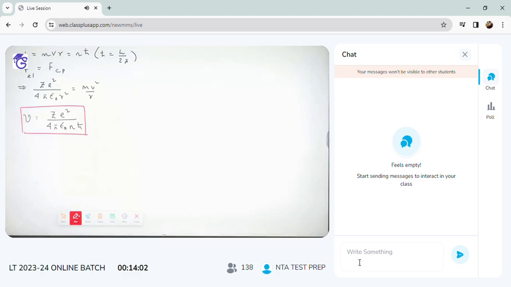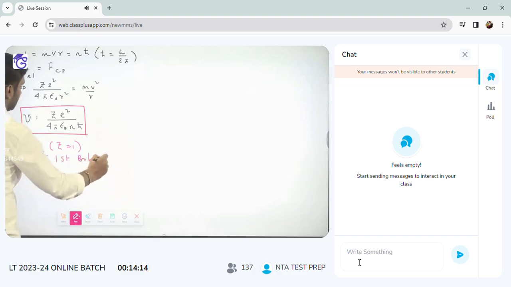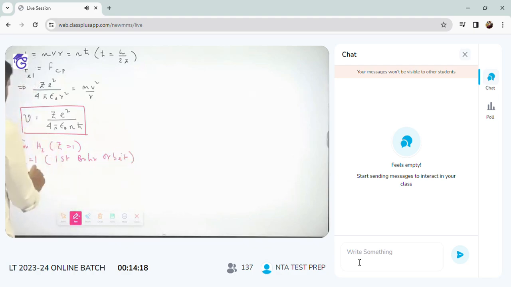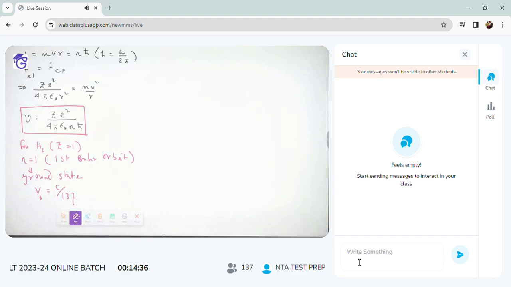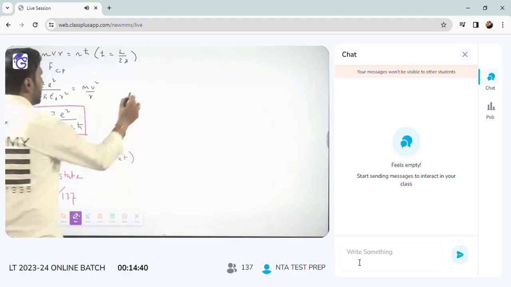Right? Then we know that for hydrogen, Z value is equal to 1. If we take n is equal to 1, n is equal to 1 is what? First Bohr orbit. And this is also referred to as ground state. So in that case, V0 is equal to what value we get? C by 137 is a standard value to be remembered. Velocity at the first Bohr orbit is equal to C by 137, right? Next.